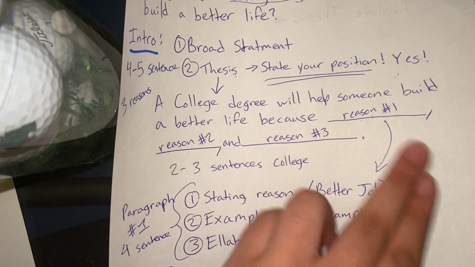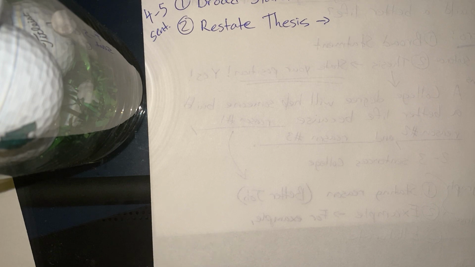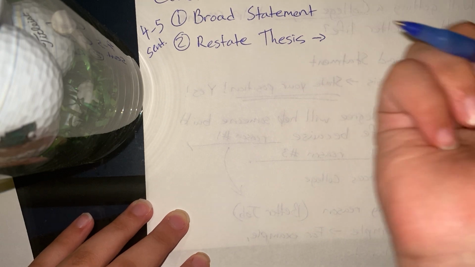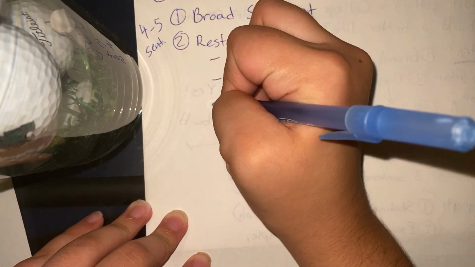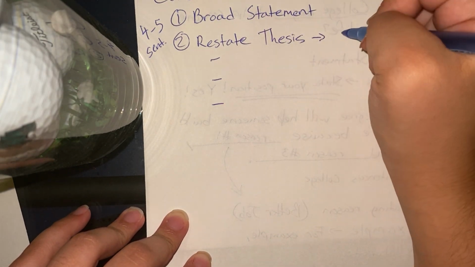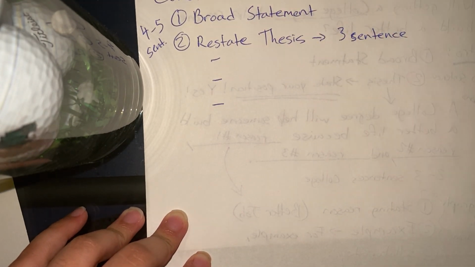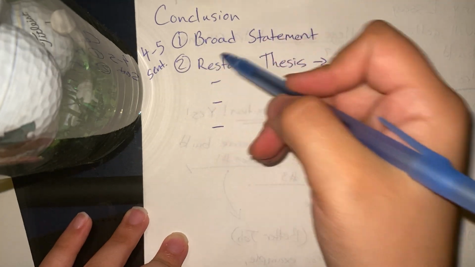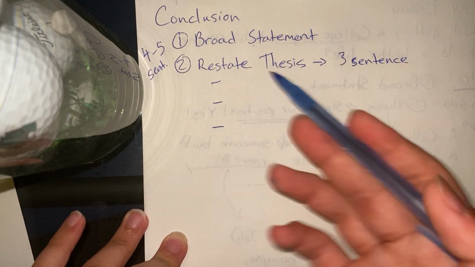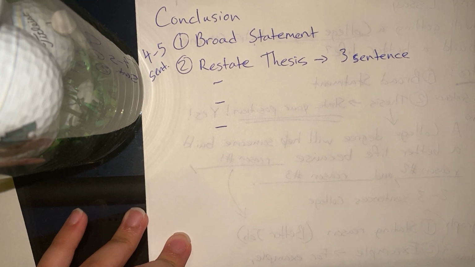So I'll give you an example. So instead of saying a college degree will help someone build a better life because reason 1, reason 2, reason 3, you could say, I've usually done this. This isn't an exact way to do it, but this is how I advise people to do it. So you could restate your thesis in 3 sentences, right? And that covers your 4 to 5 sentence requirement, because you already had a broad statement. So that's 4 sentences, and you can add another closing sentence at the end to just really tie it together.